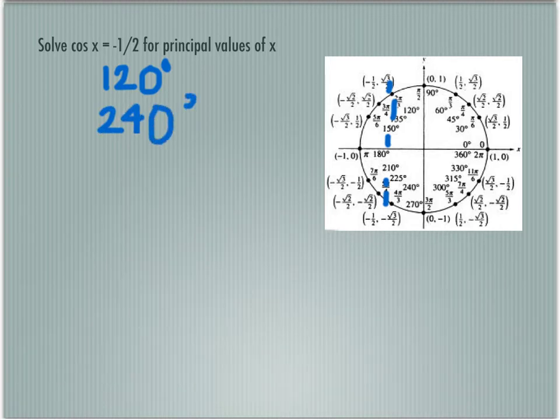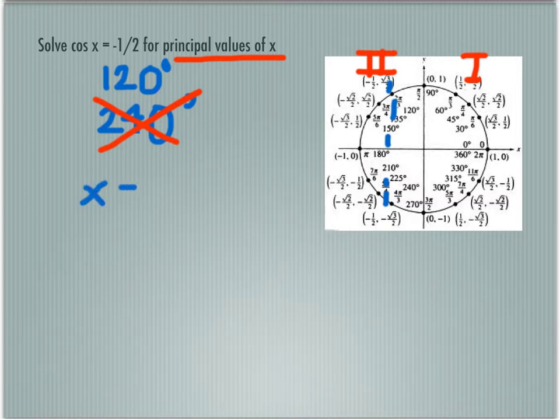But once again, we're limited by that principal value idea here. And remember, with cosine anyway, the two quadrants we can look at are quadrant 1 and quadrant 2. So we can't use this one right here for an answer. So in this case, my official answer would be that x equals 120 degrees. That's how that principal value stuff works.